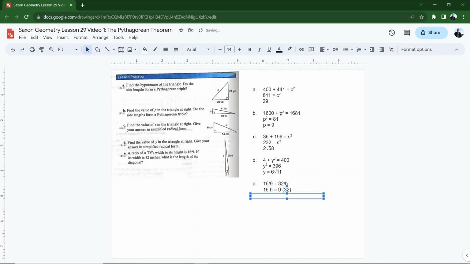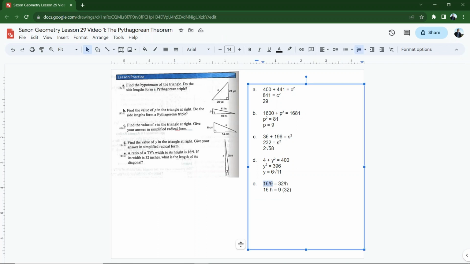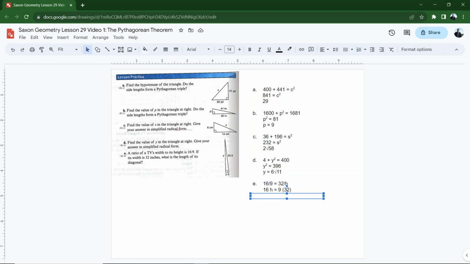Okay, so if I know that one side is 32 and the ratio of length to height is 16 to 9, then I can set up a proportion. 16 to 9 equals 32 to whatever h is. Then I'm going to solve this by cross multiplying. It's not easy to cross multiply with fractions set up this way, but you see 16 times h equals 9 times 32. And when I simplify that, I find that h equals 9 times 32 over 16. Well, wait a second, 32 over 16 is just 2. So this is just 9 times 2, which is 18. The height of this TV is 18.